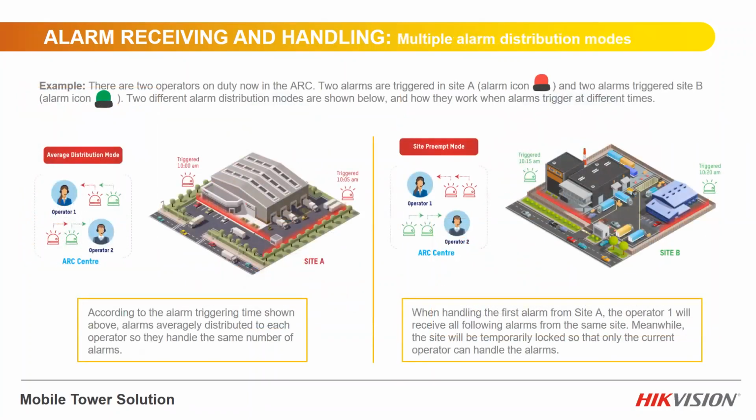Generated alarms can be handled in 2 ways. Average distribution mode distributes alarms between all the logged in operators, or site preempt mode: once an operator has handled an alarm for one site, subsequent alarms for that same site go to the same operator.